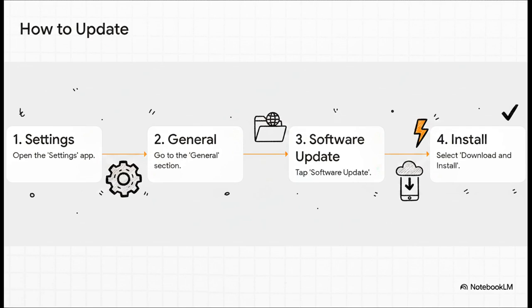And if you're ready to do it, it could not be easier. Just grab your phone, open up the Settings app, then tap on General, and then go to Software Update. You'll see iOS 26.4.2 sitting there waiting for you. Just hit download and install and let your phone do the rest.